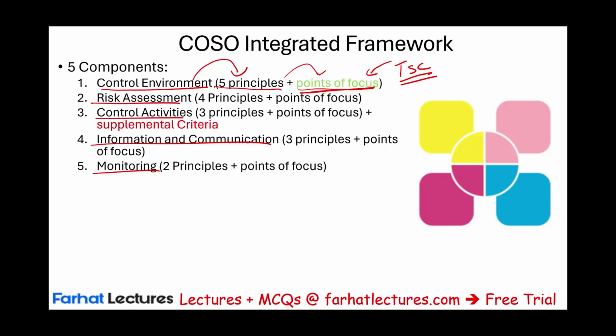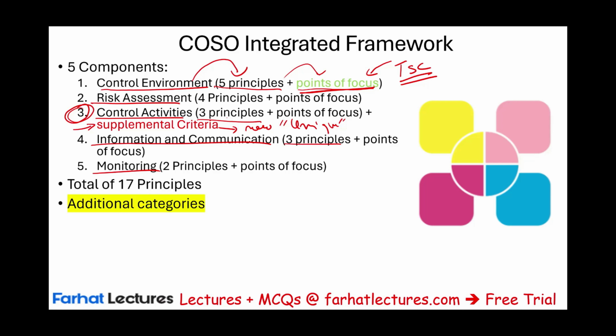Now, when we get to control activities, which is component number 3, there are 3 principles. We're going to have, in addition to those 3 principles and points of focus, something we call supplemental criteria. Those are kind of new, and let's call them unique, in the sense that they are in addition to the COSO principles. Then information and communication has 3 principles, and monitoring 2 principles, and they all have points of focus. So this is a total of 17 principles if we add up all the principles.